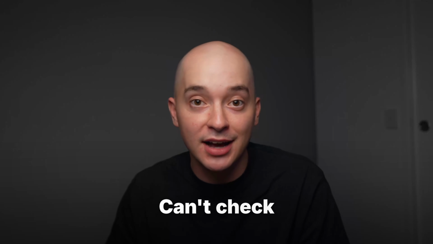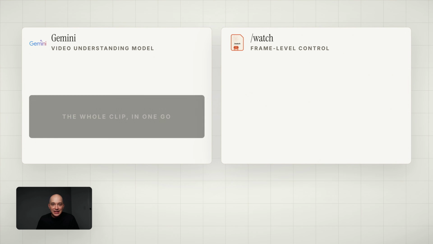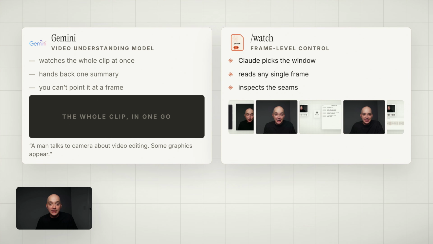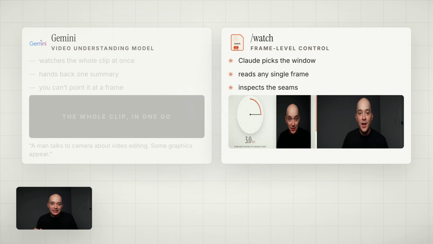And that validation loop is the key here because an agent that can't check its own work is really just guessing about the quality of the final result. It's also exactly why I don't use a video understanding model like Gemini, because Claude can control exactly where it looks in these clips. So we can go and inspect the seams between the graphics and those scenes specifically.